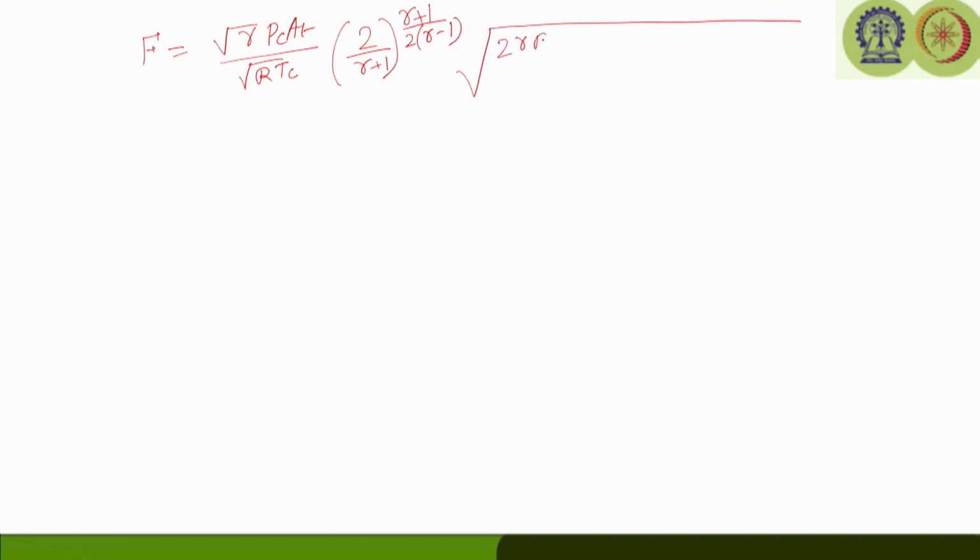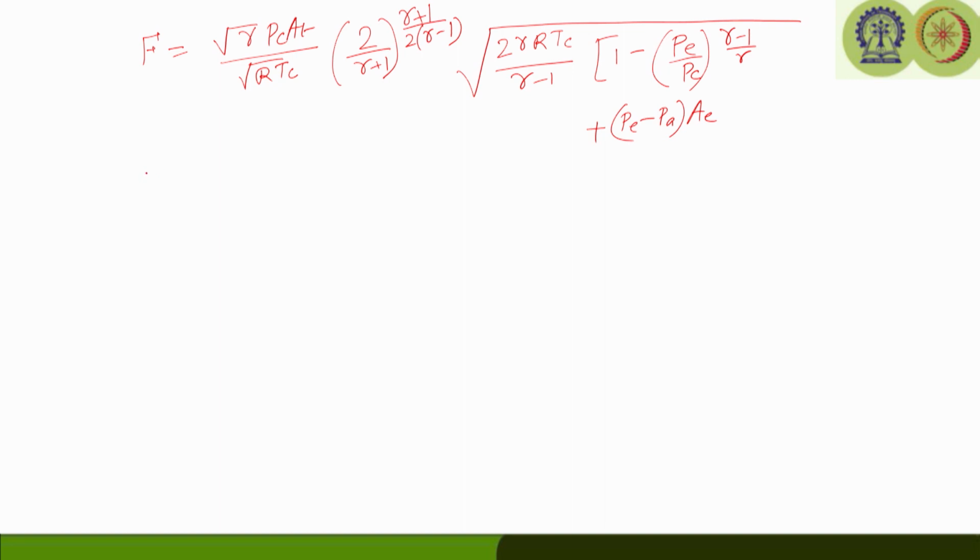F equal to Pc At by R Tc into 2 by gamma plus 1 to the power gamma plus 1 by 2 into gamma minus 1. Under the square root we can write 2 into gamma R Tc by gamma minus 1 into 1 minus P by Pc to the power gamma minus 1 by gamma, plus we had the pressure thrust, which is P minus Pa into Ae.